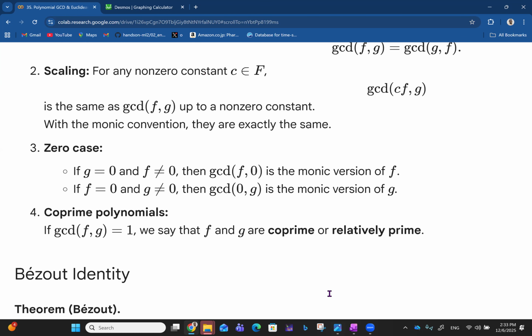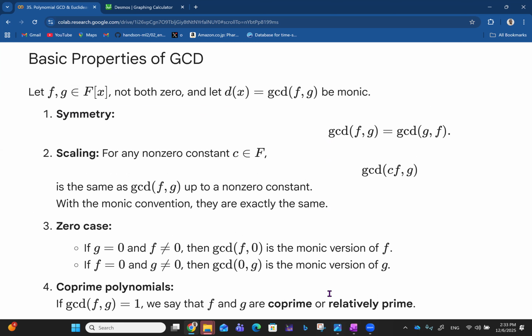So let's look at the basic properties of the greatest common divisor. Let f and g belong to F of x, not both 0. That is, f and g are not both 0, and in F of x we are talking about non-constant polynomials. And let d of x be the greatest common divisor of f and g, which is monic. So we have symmetry, meaning that the GCD of f and g is the GCD of g and f. So anyhow you go, it's the same.